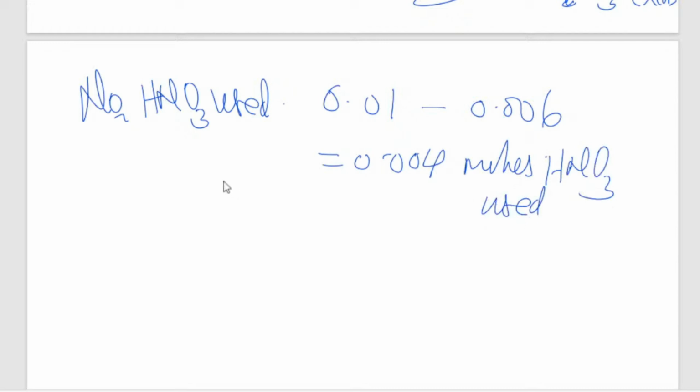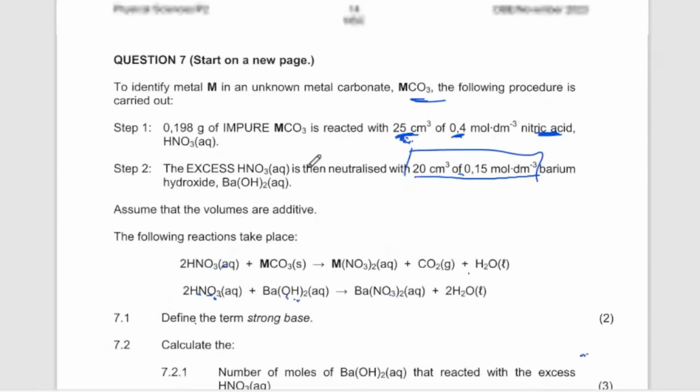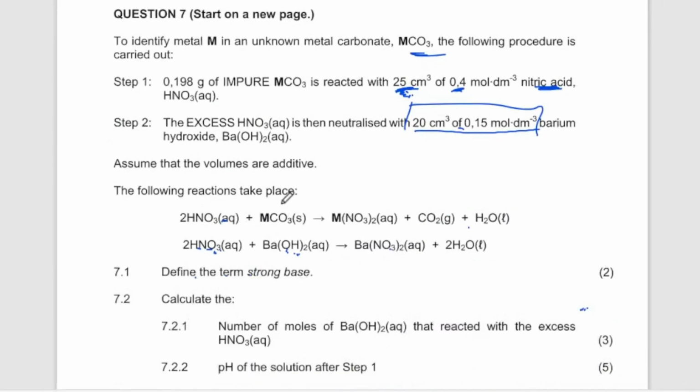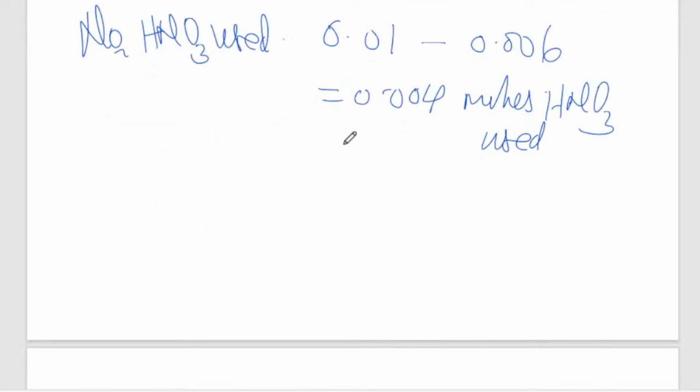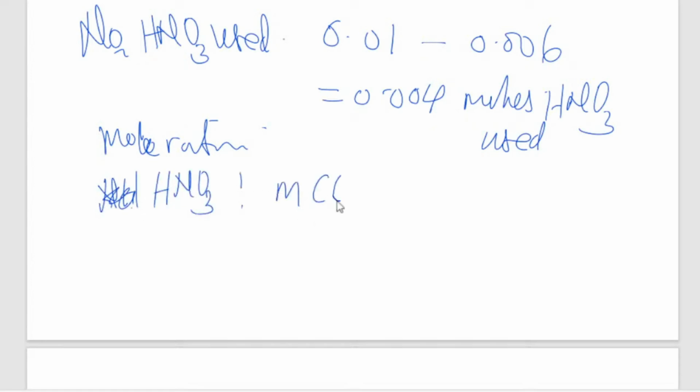So now, since I know the number of moles of nitric acid which got used, I can find the number of moles here, using number of moles is equal to mass over molar mass. Yes, let's do the mole ratio again. Mole ratio is equal to nitric acid to M carbonate.